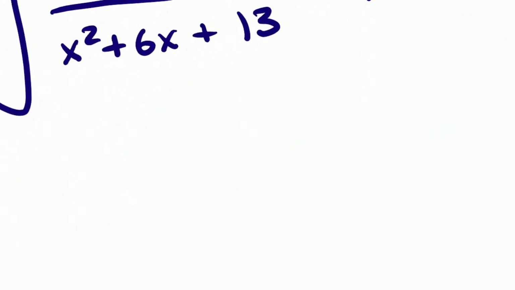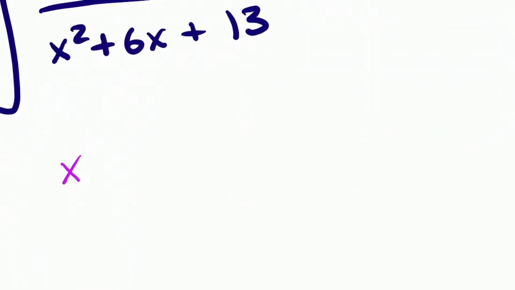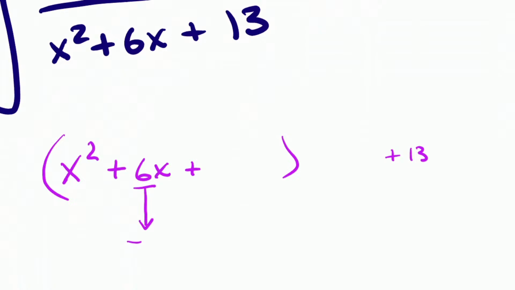Just to show you this one more time, if we were to do this one, you would have x squared plus 6x plus something, and then plus 13. So there you take half of that, divide by 2 is 3, and then you square.